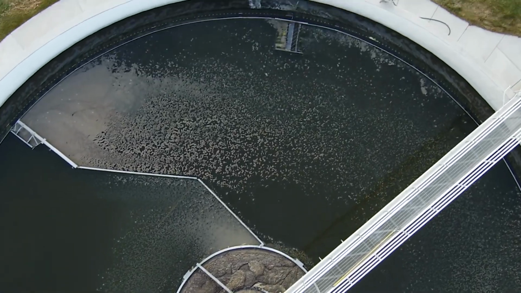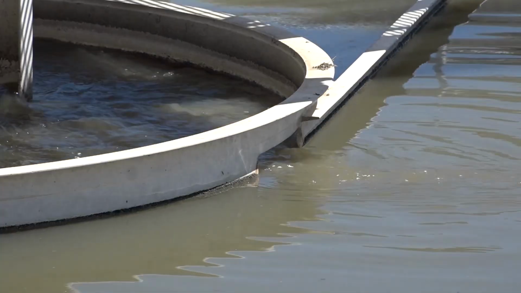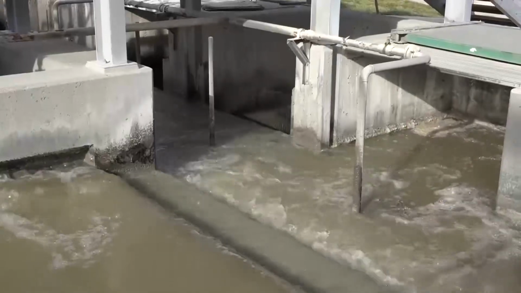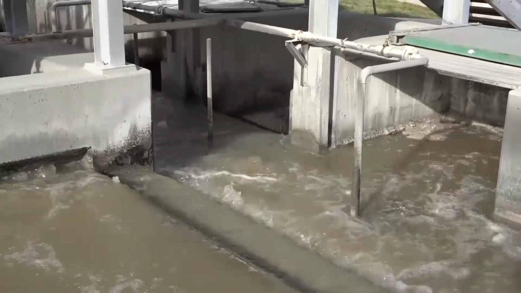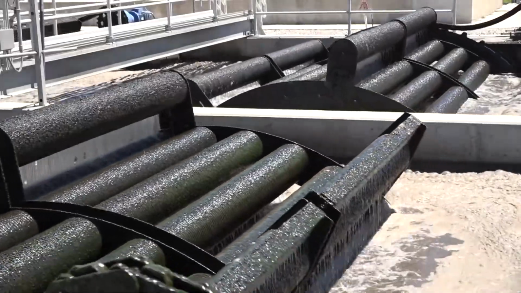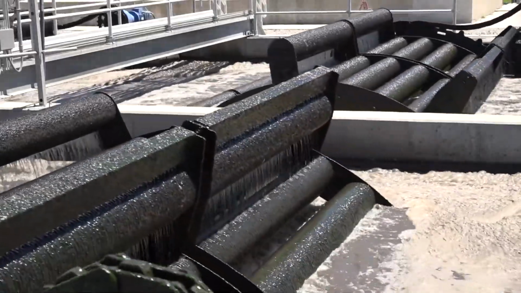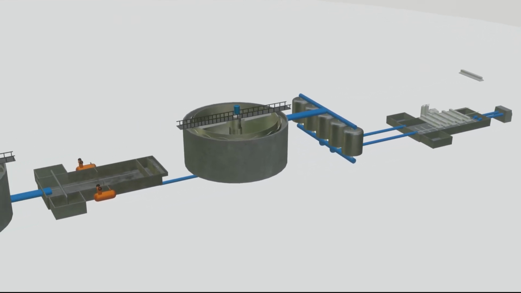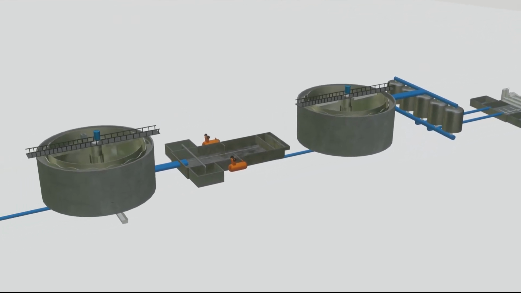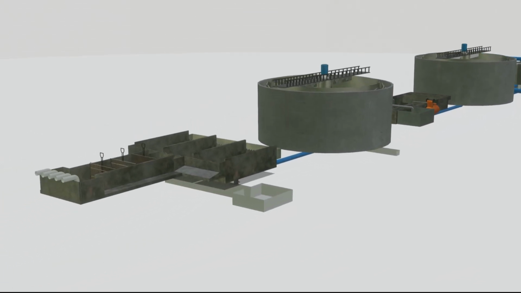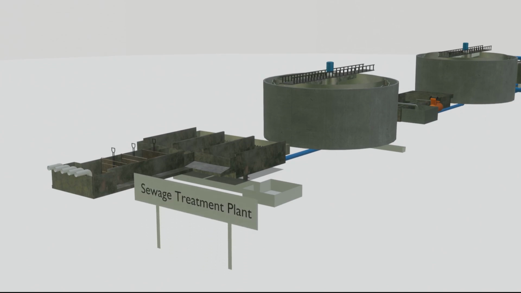Sewage produced by households consists of several dangerous materials, such as bacteria, viruses, and solid pollutants, which can cause multiple diseases in humans. That's why sewage must be processed before it is released to the environment. The facility to process sewage is called an STP, or sewage treatment plant.